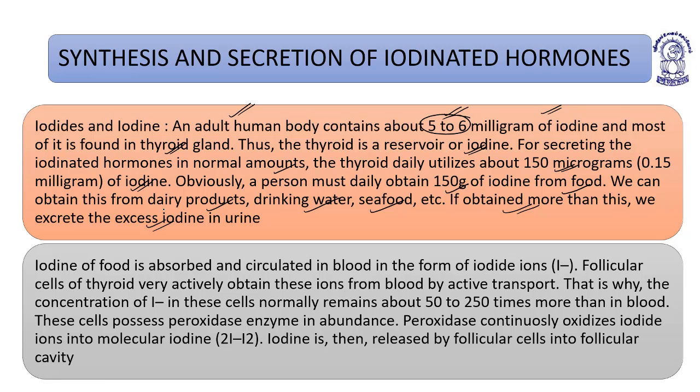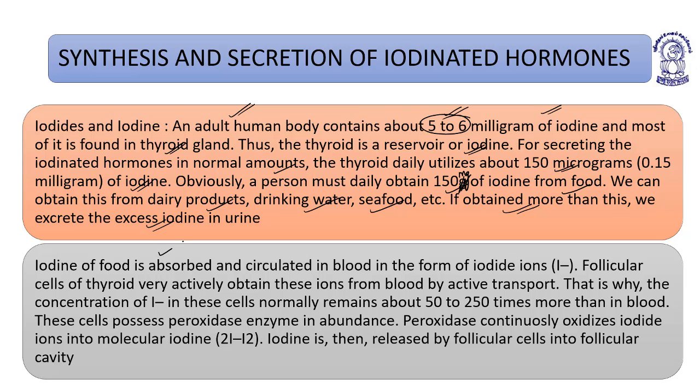So, the adult human body contains around 5 to 6 milligrams of iodine, and most of it is found in the thyroid gland. The thyroid is a reservoir of iodine. For secreting the iodinated hormones in normal amounts, the thyroid daily utilizes about 150 micrograms, that is 0.15 milligrams, of iodine. A person must daily obtain 150 micrograms of iodine from food. We can obtain this from dairy products, drinking water, and seafood.